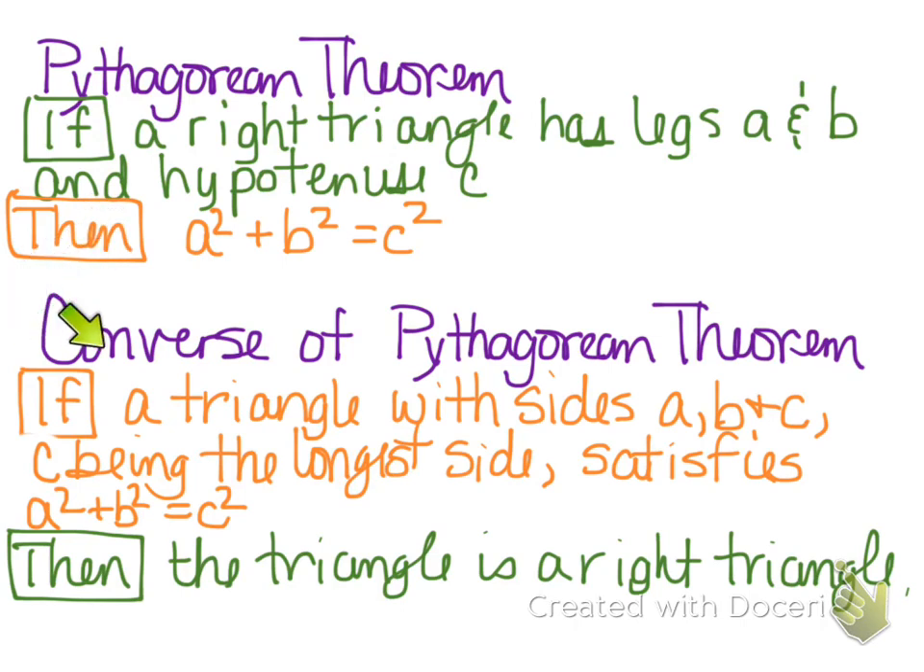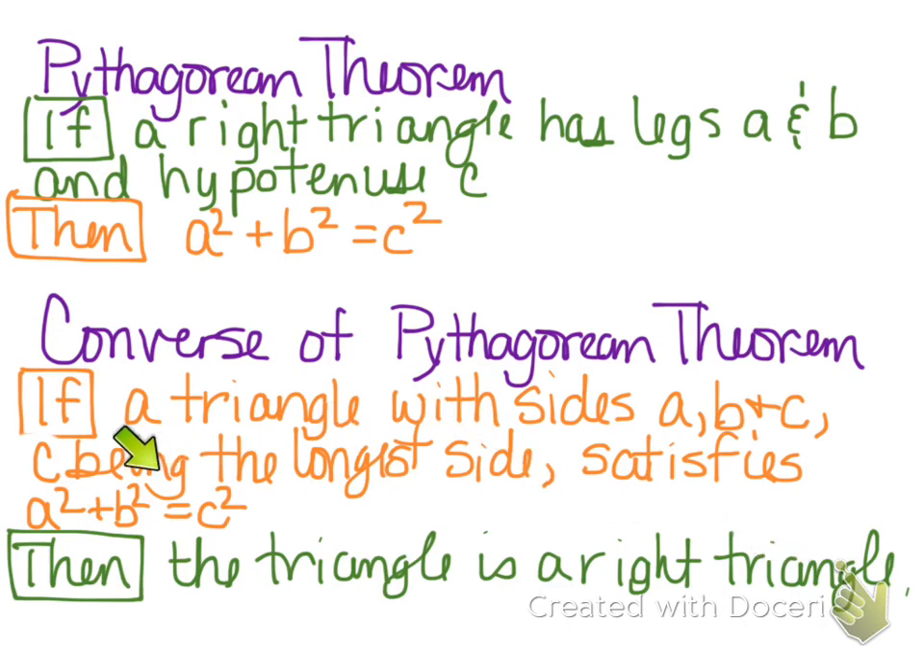The converse of the Pythagorean theorem, and we talked about this back in Module 2, is kind of the opposite. So notice I used orange for this part and green for this part. The converse just flips those around. It says if we have a triangle with sides a, b, and c, c being the longest side, and the side lengths satisfy a squared plus b squared equals c squared, so we're starting with knowing that this is true, then we know that the triangle is a right triangle.